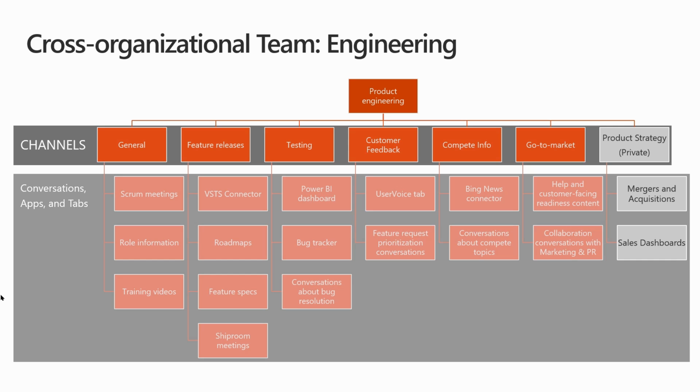Here's another example of a team for product engineering. Again, starting with general, going through feature releases, testing, customer feedback, compete information, and more go-to-market planning. But then we have that private channel for product strategy. Under product strategy, we're holding information for mergers and acquisitions and sales dashboards. Again, that's sensitive information that you might not want to share with everyone on the team. Another note is that if you have guests or external users on your team, when you create that private channel, they are not seeing that information just like any other member.